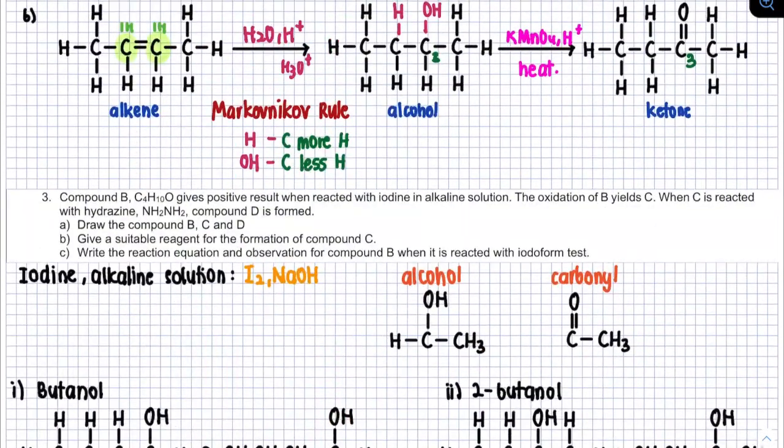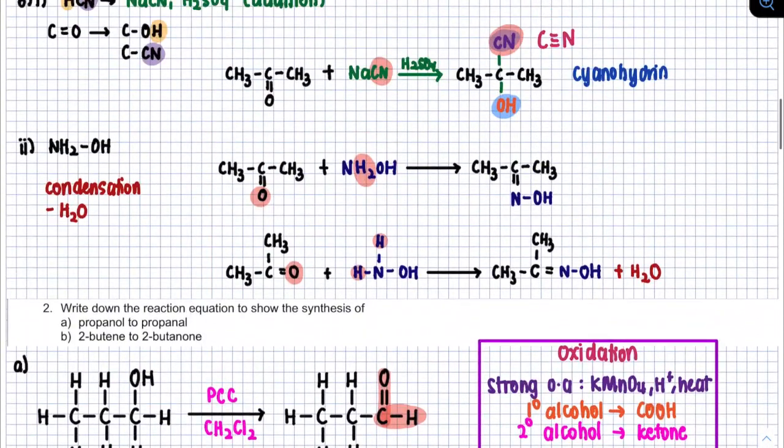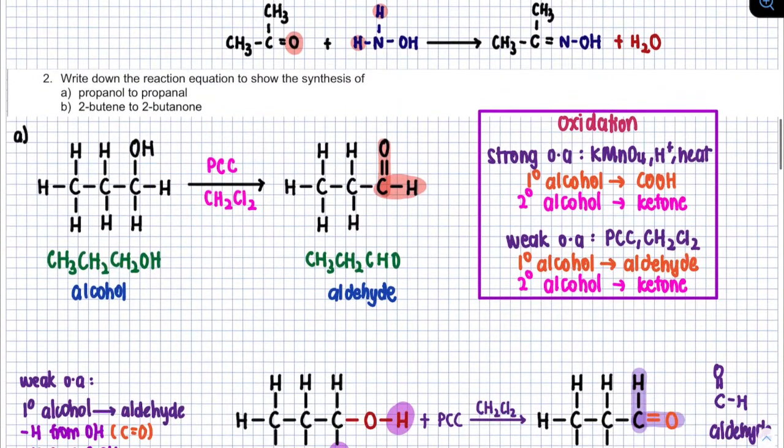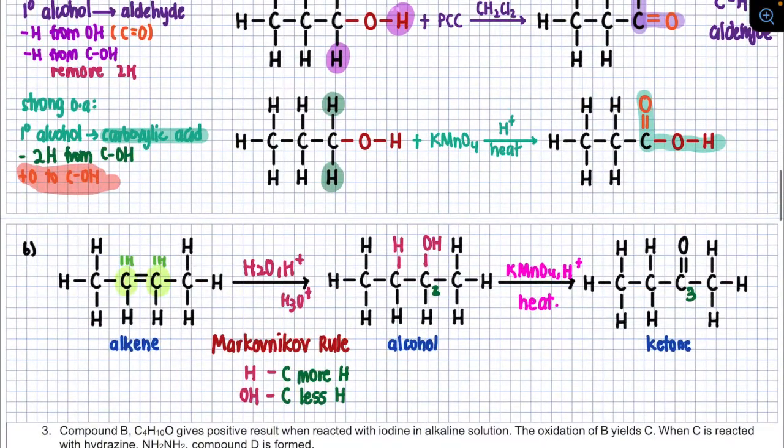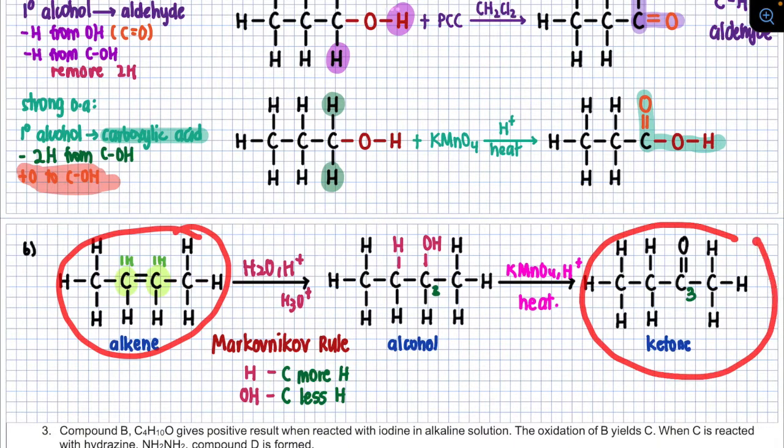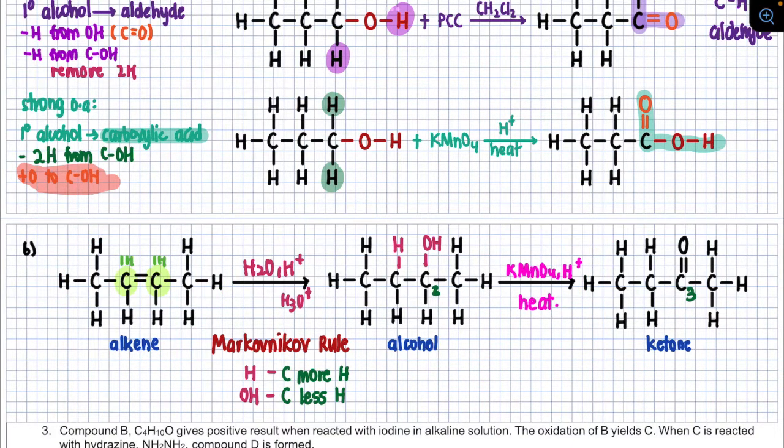Okay, so let's look at question number 2B. For question 2B, they ask you to write down the reaction equation from 2-butene to 2-butanol. This one is not as straightforward. There are 2 steps from our alkene to 2-butanol. We can't change the alkene straightforward to our ketone.